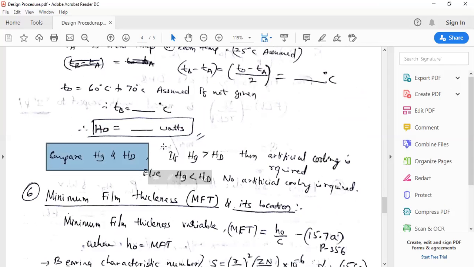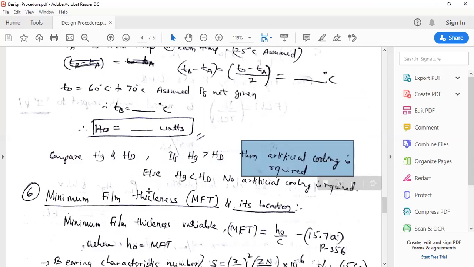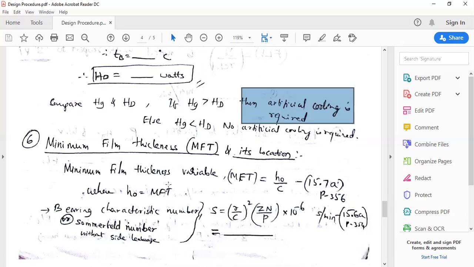Suppose heat generated is more than the heat dissipated value, then we can write a conclusion that artificial cooling is required. That means excess heat is to be removed by means of providing some extra equipment. Suppose heat generated is less and the amount of heat dissipation is more, in that case no artificial cooling is required, that we have to mention, when Hg is less than Hd.